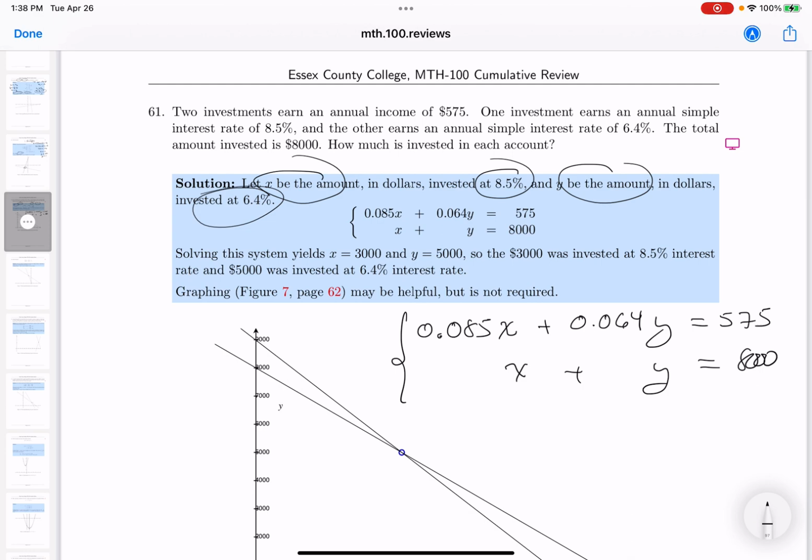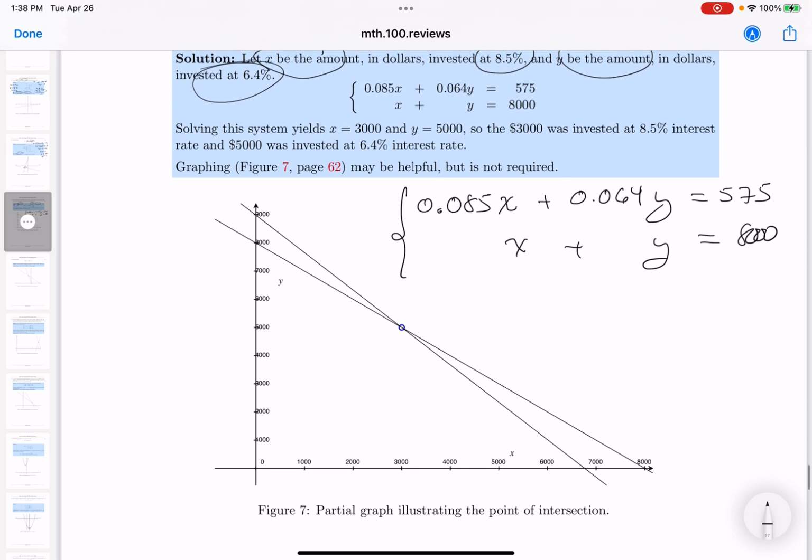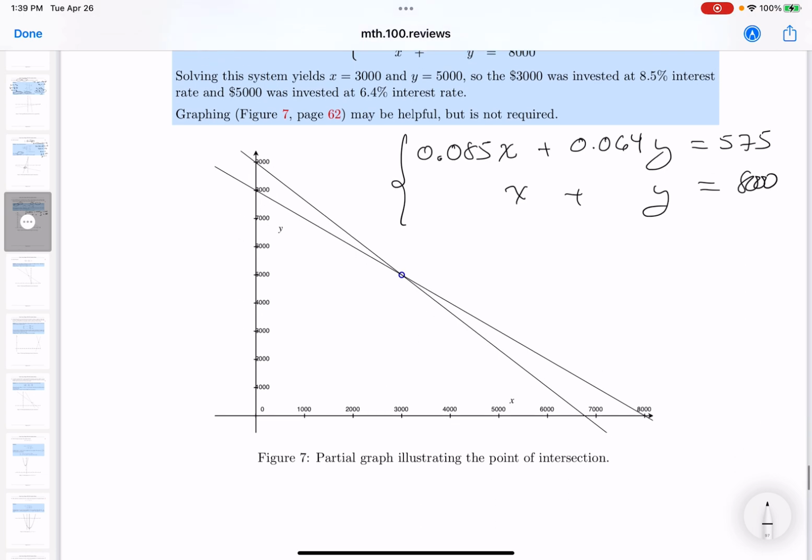All right. Now here comes the big question. How do you solve that? There's a variety of ways of doing that. What I'd recommend is substitution. So let's write this down. 0.085x plus 0.064. And what's y equal to? It's actually 8,000 minus x. And what's it equal? 575.